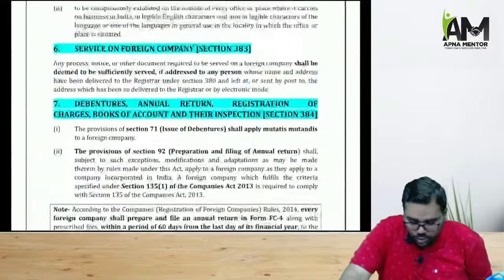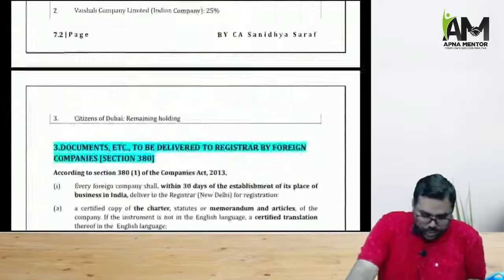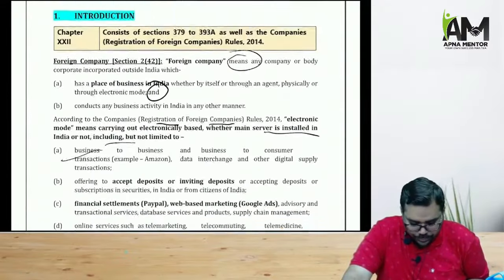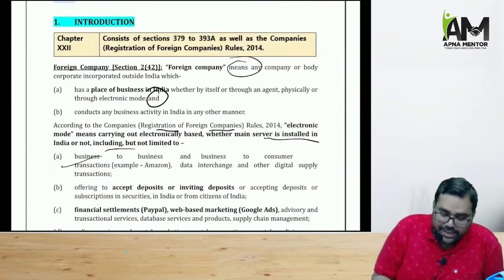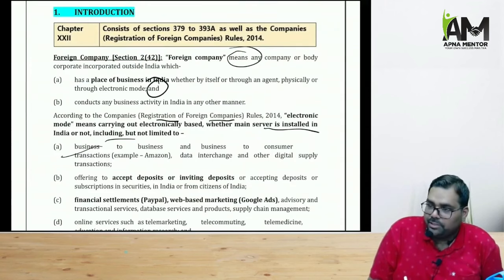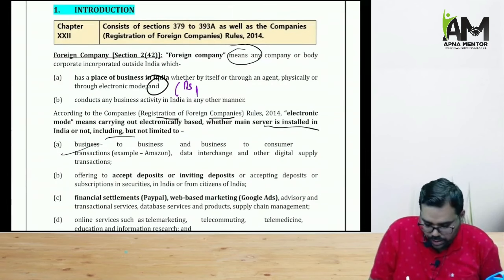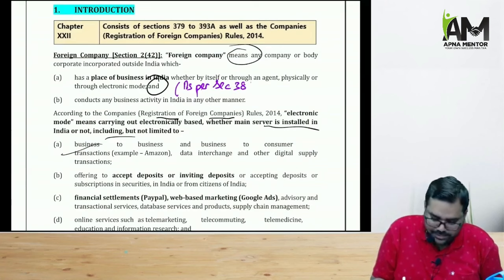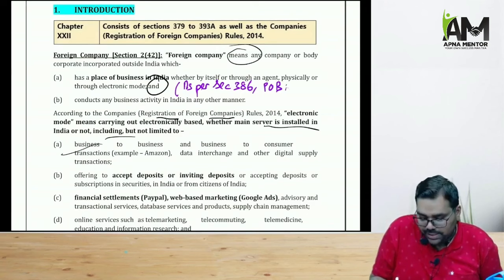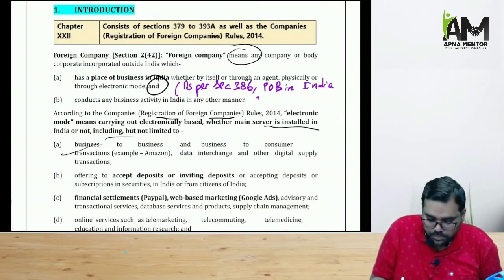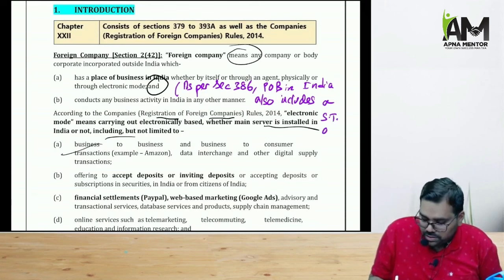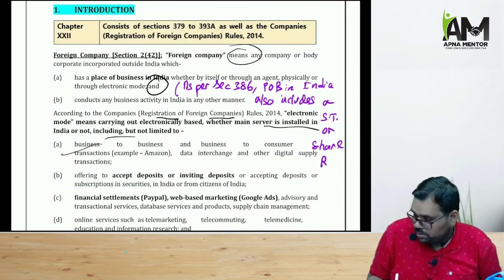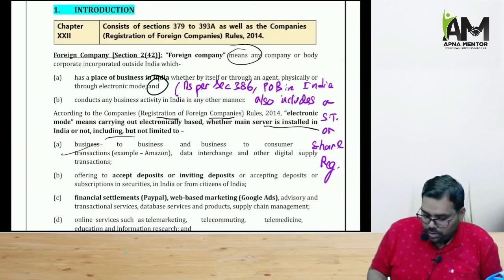So you do one thing in section 2, clause 42. In section 2, clause 42, where the definition was given as a place of business in India, whether by itself or through agent or electronic mode, here in bracket you write: as per section 386, place of business in India also includes a share transfer or share registration office.